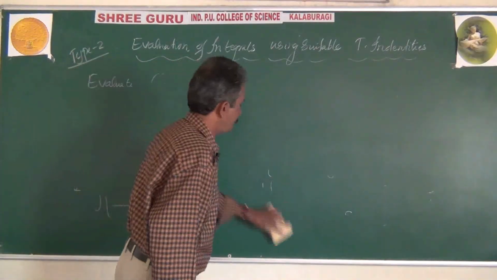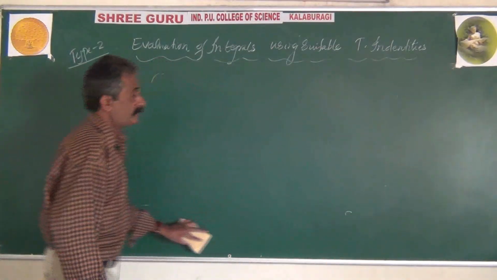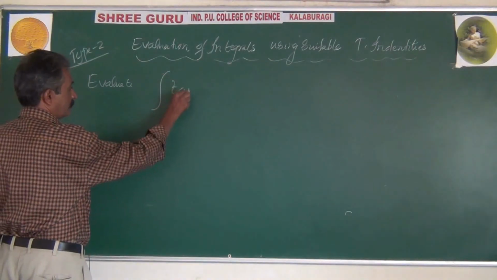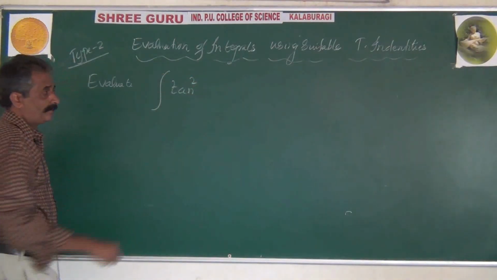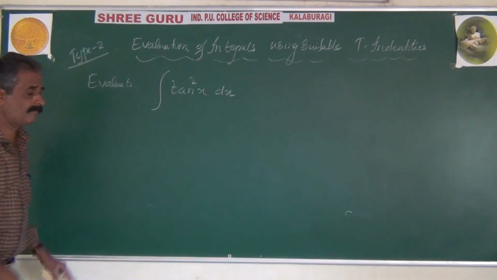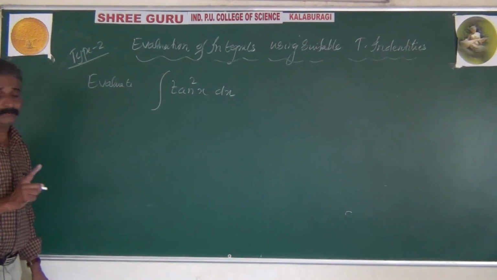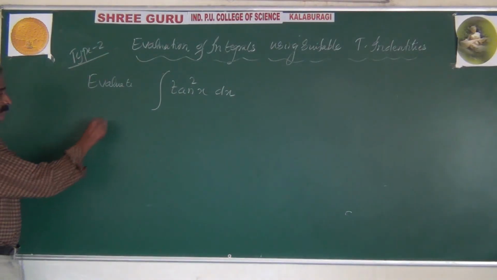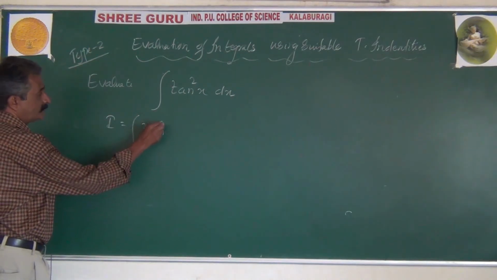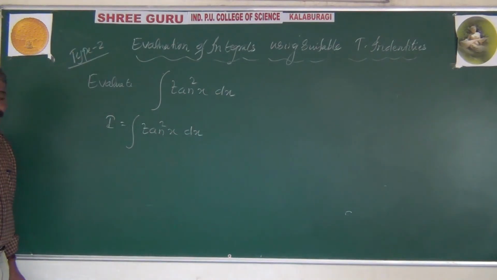Find or evaluate: evaluate the integration of tan square x dx. Observe, we have a formula for the integration of sec square, but not for tan square. First step: let I equal the integration of tan square x dx. We use the trigonometry formula.